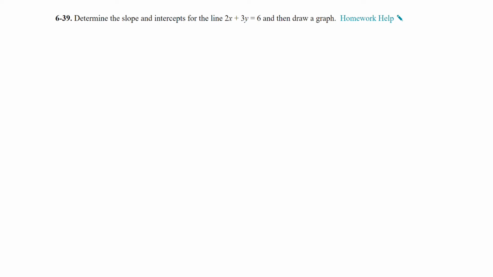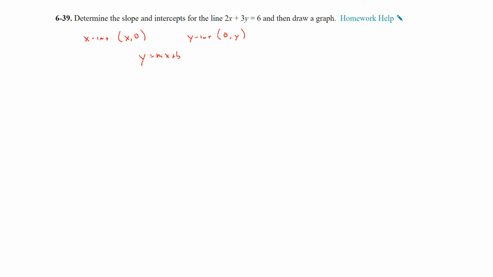Well, if you're trying to find the slope and the intercepts, you could do a couple of different things. If I want to find the slope, typically I want to write it in slope-intercept form. Slope-intercept form works well for the y-intercept, but not the x-intercept. The x-intercept is when y is 0, and the y-intercept is when x is 0. And for your slope, you probably want to use y equals mx plus b.